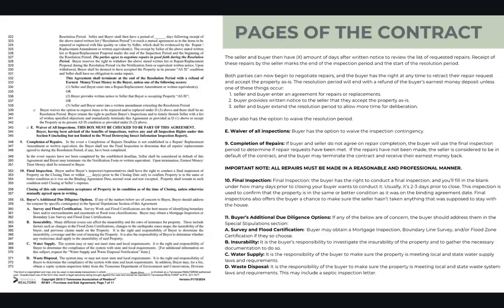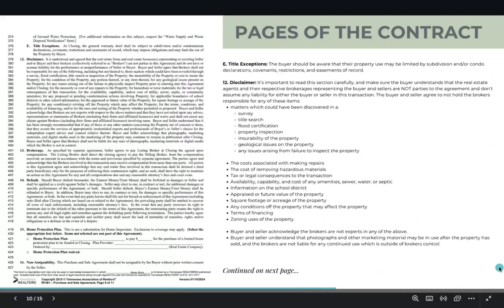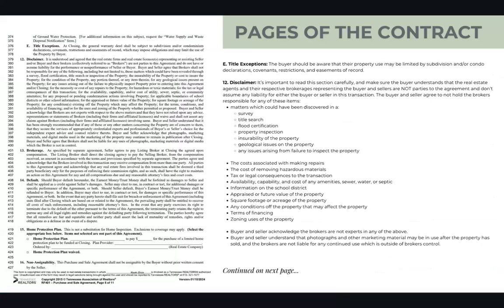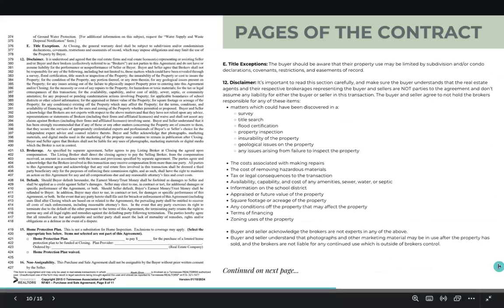It is also the buyer's responsibility to make sure the property is meeting local and state water supply laws and requirements. And it's also the buyer's responsibility to make sure the property is meeting local and state waste law requirements. This may include a septic inspection letter. Title exceptions. So the buyer should be aware that their property use may be limited by subdivision and condo declarations, covenants, restrictions, and easements of record.